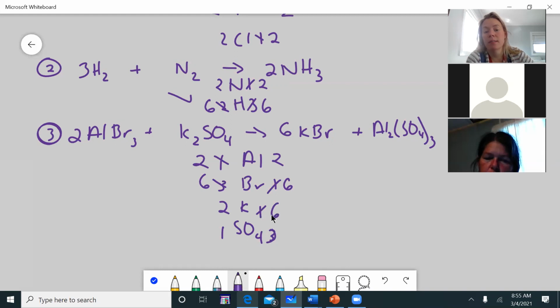Okay, and then we can balance the potassiums. If I've got six here and two here, that means I need to put a three in front of there. That changes this to six. And then the three actually gets distributed out to the sulfate as well. And now I have three sulfates. Look, 2, 2, 6, 6, 6, 6, 3, 3. And we are balanced. Done.